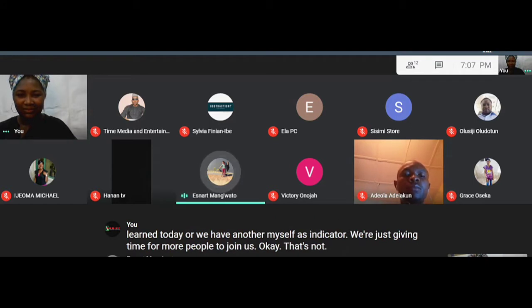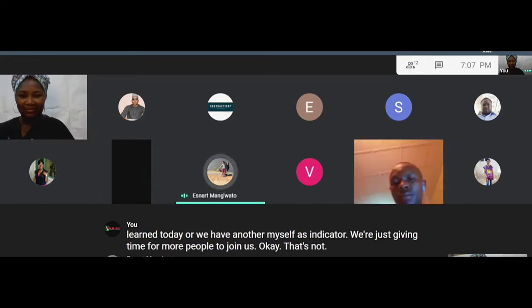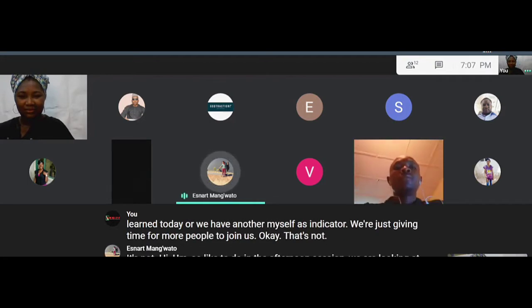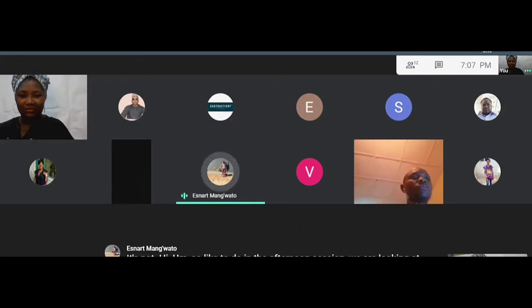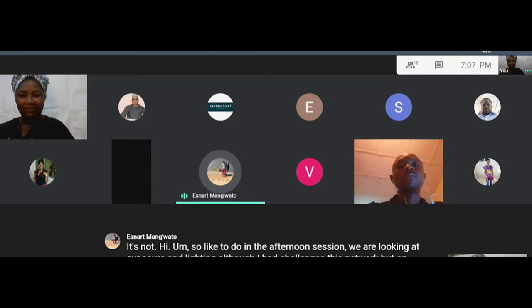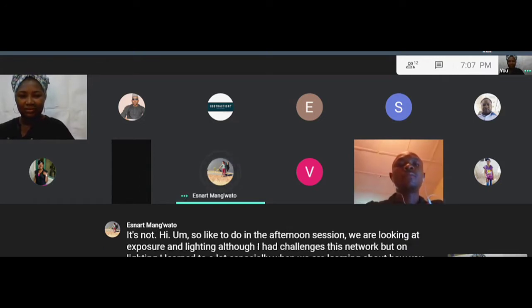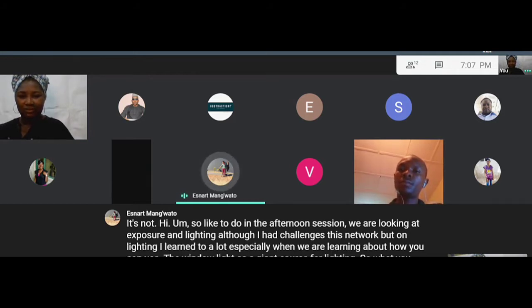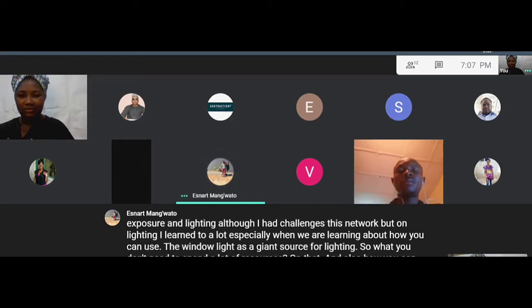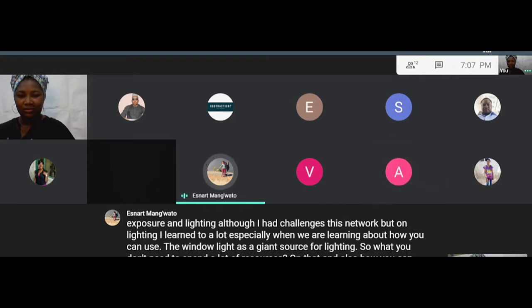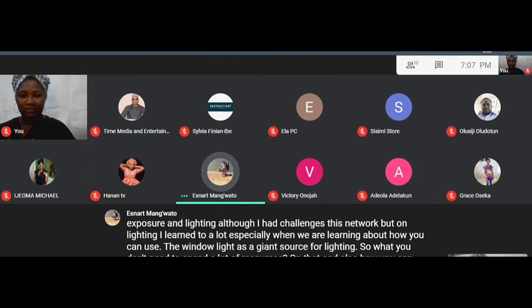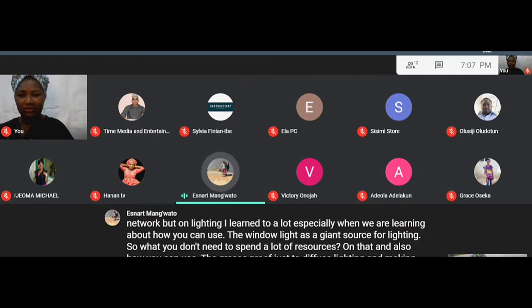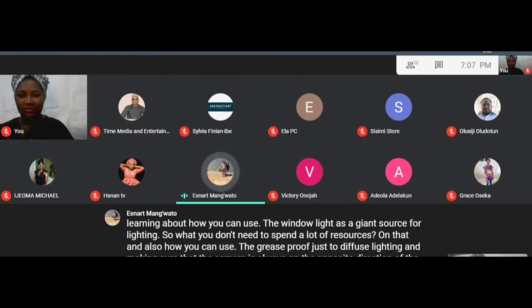Hi. So today in the afternoon session, we looked at exposure and lighting. Although I struggled with the network, on lighting I learned a lot, especially about how you can use window light as a giant source, so that you don't need to spend a lot of resources. Also how you can use greaseproof paper to diffuse lighting, and make sure that the camera is always in the opposite direction of the source of light. I'll leave some things for other participants to share as well. I think that was very interesting.